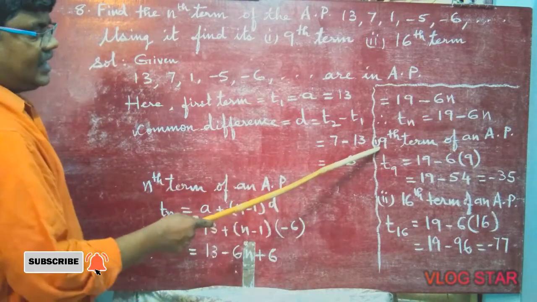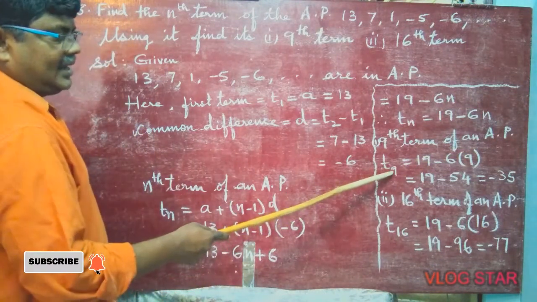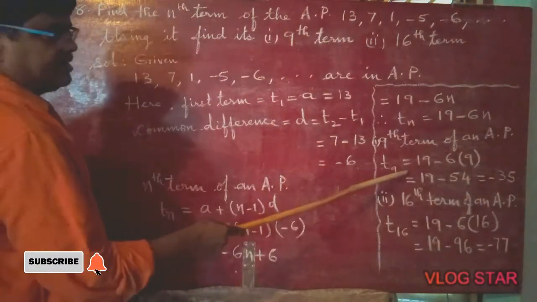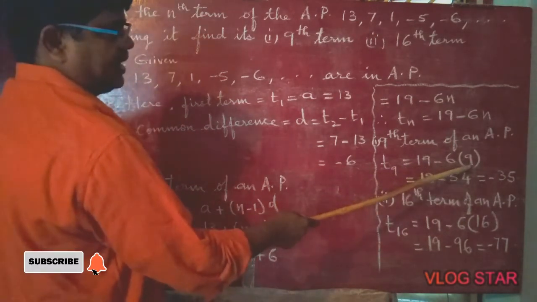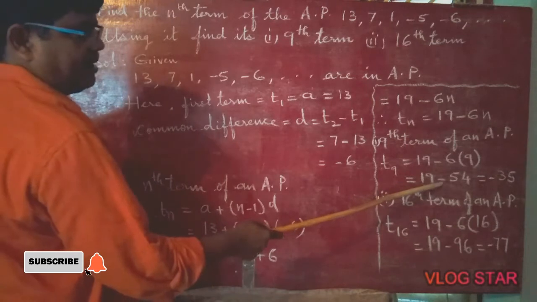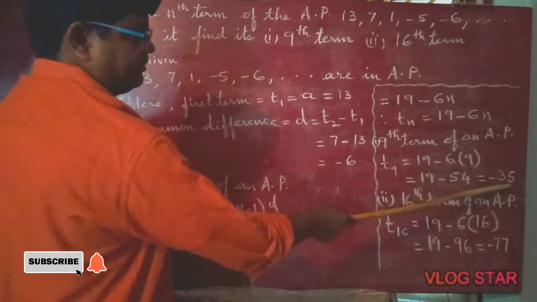First bit, they are asking to find the ninth term of the AP. So T9. T9 means ninth term. That is equal to 19 minus 6 into 9. 19 minus 54. That is equal to minus 35. Next.